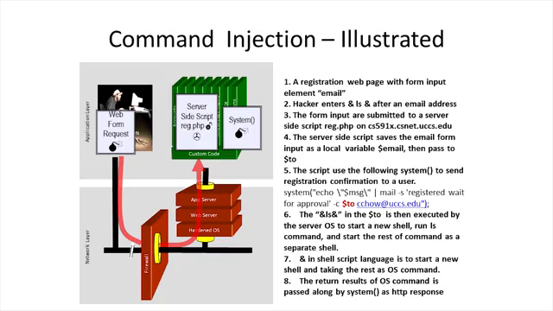The &sign in the shell script language is to start a new shell and take the rest of the string before the next operator, &sign or bar, as an operating system command. The return result of the operating system is also passed back by the system as output, and therefore it will show up in our HTTP response.